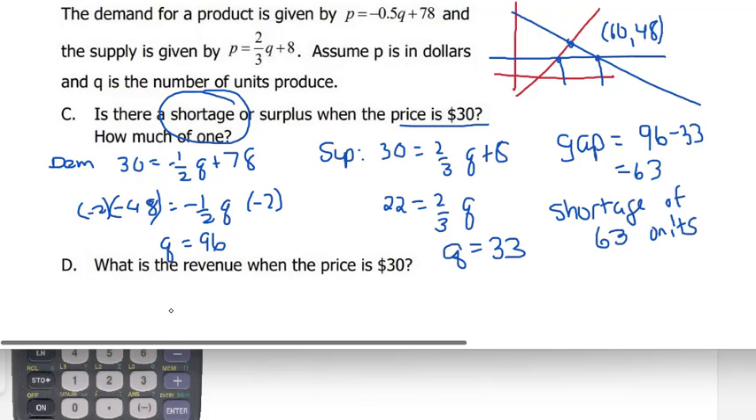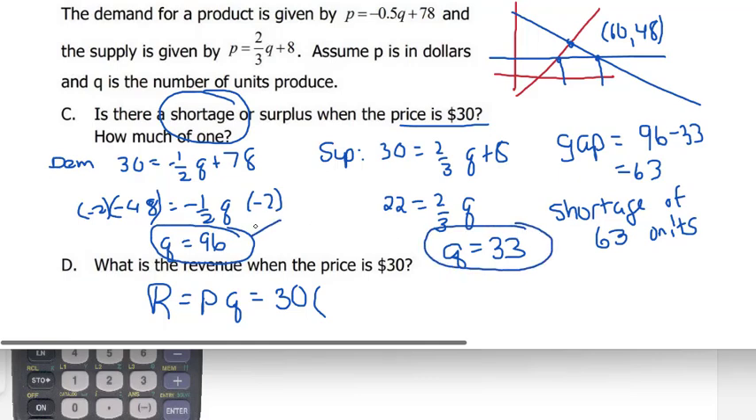Okay, so the last thing we need to do is calculate the revenue. And so remember, revenue is price times quantity. And so our price is 30 and our quantity. So this time we have a demand of 96, but we only have a supply of 33. So even though we could sell 96 units, if we had 96 units on the shelves, we only have 33 units on the shelves. So we're only going to multiply by 33 here. So we end up with a revenue of $990.